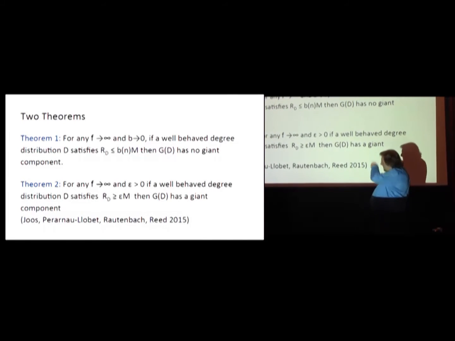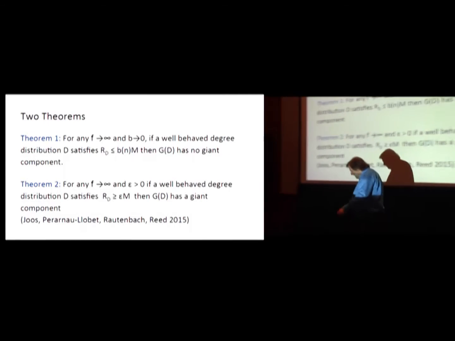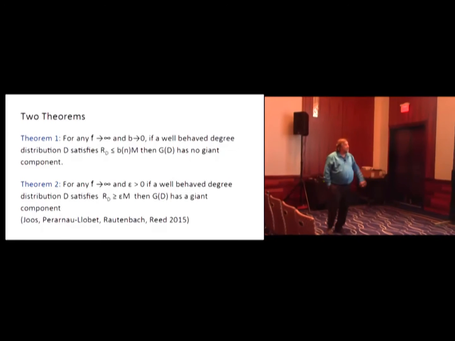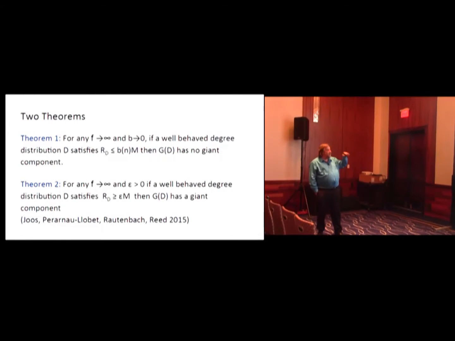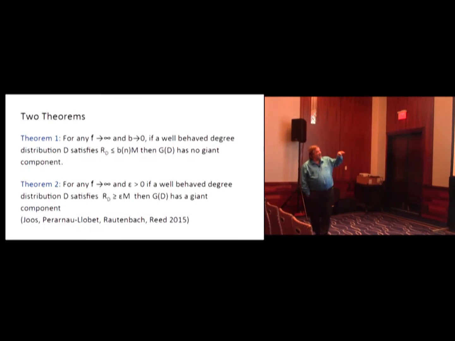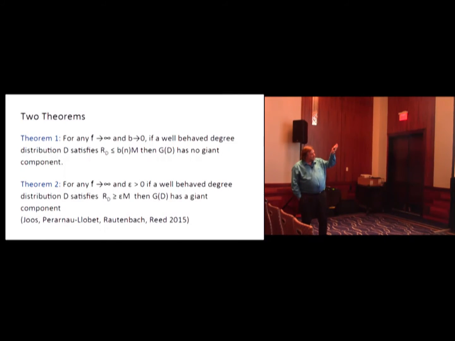The theorem is that we need to look at RD, and we need to compare RD with m. Okay? And if RD is a constant fraction times m, then there will be a giant component. And if RD goes to 0, is little o of m, then there won't be a giant component. Okay? So we've sort of seen why we look at RD. That's a natural thing to look at. That's how long the process continues on.